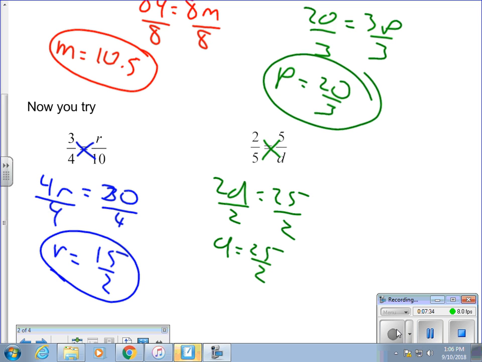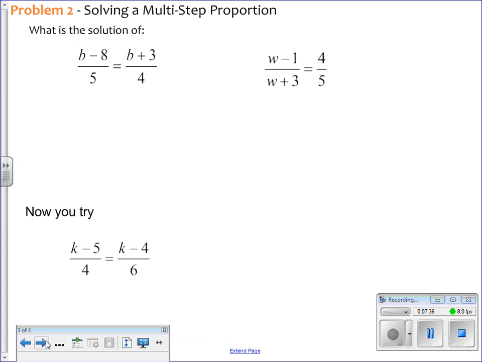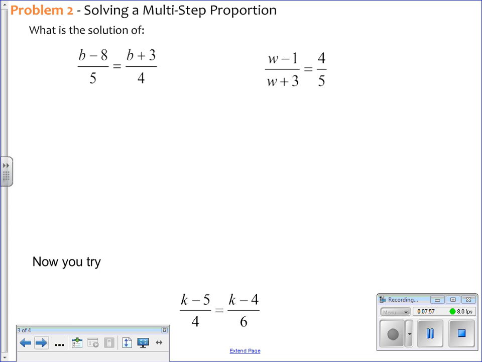Questions? Okay. Now, it does not matter what your numerators and denominators are. If you have a proportion, the cross product will always work. Now, these are a little more difficult because they're a little more complicated, but still the same concept holds true.